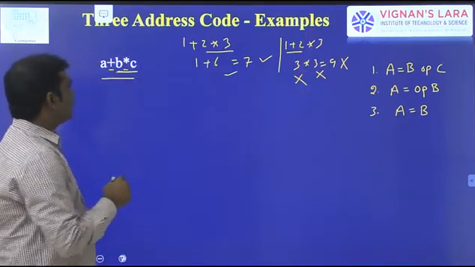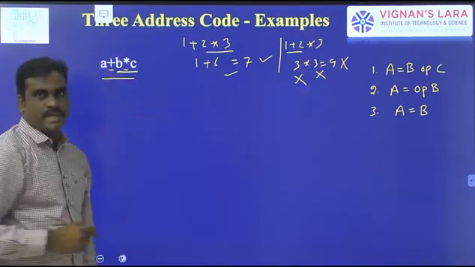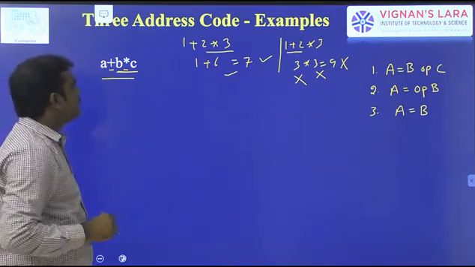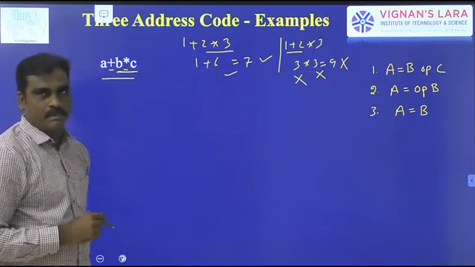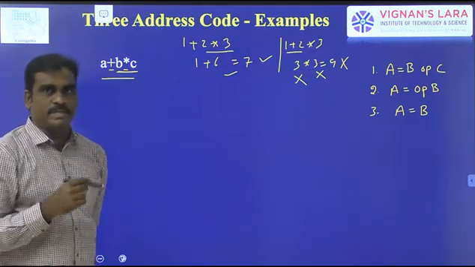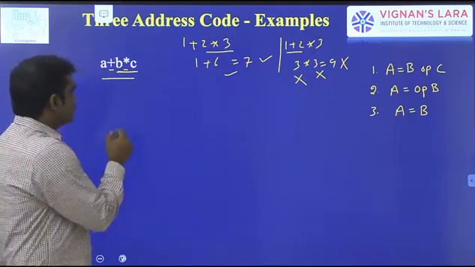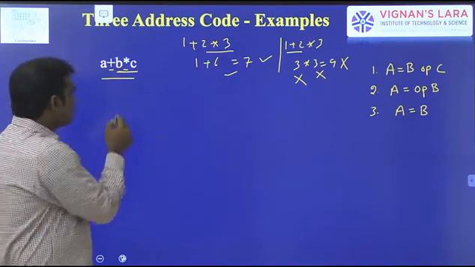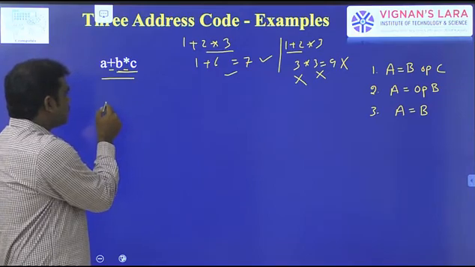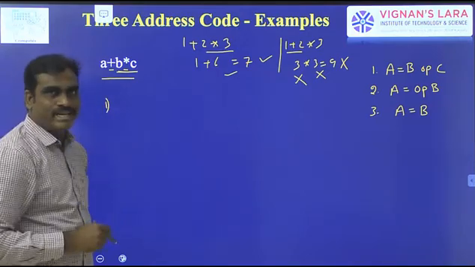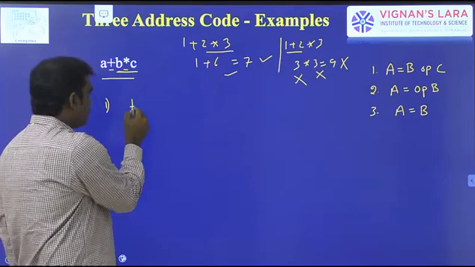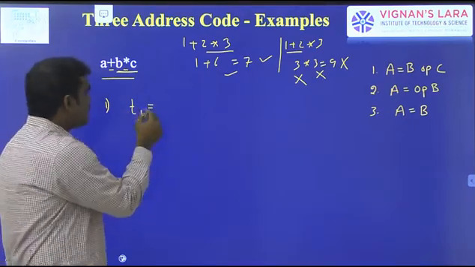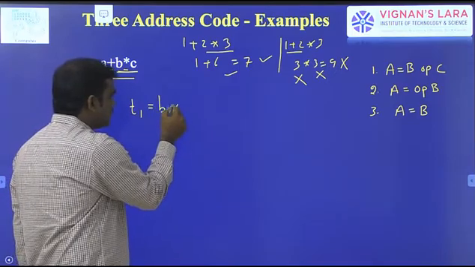Okay. Now convert this one into three address statements. I have already mentioned that first we have to perform the multiplication operation. So A plus B star C. In two ways we can convert this into three address form. Suppose the first case is, take temporary variable T1 equal to, T1 means temporary variable, T1 equal to, we can perform directly B star C.